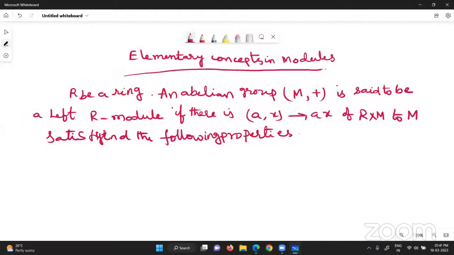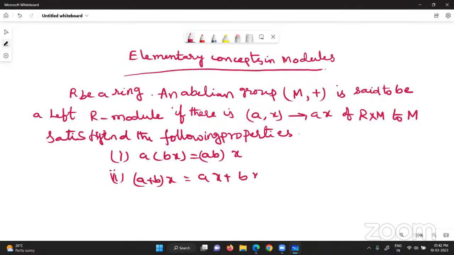First one is a(bx) = (ab)x. Second one, (a + b)x = ax + bx. Third one, a(x + y) = ax + ay. Fourth one is 1·x = x, where 1 is the multiplicative identity in R.